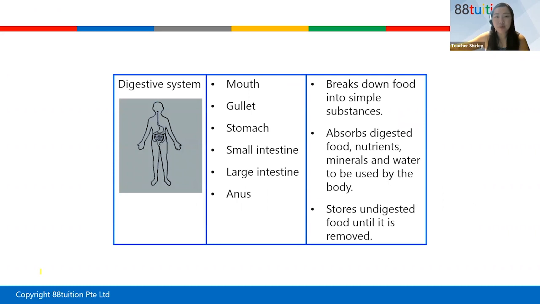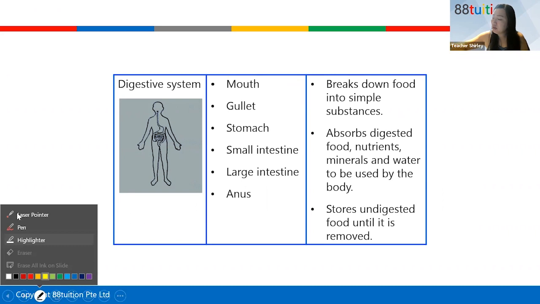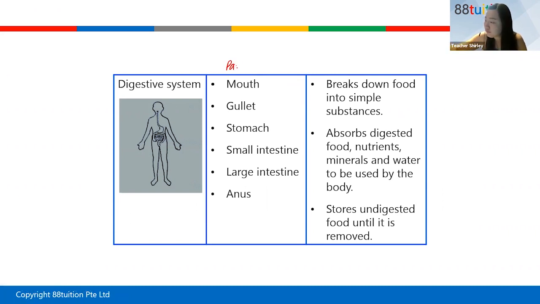So first thing first, like I said, you need to know parts and functions for all the different systems. So let's start with parts first. What are the parts of the digestive system? You do need to know the mouth, the gullet, the stomach, the small intestine, and the large intestine. Anus is not in the syllabus. I think it's still good to know the function of the anus. Okay, you might have heard of the rectum as well, but the rectum and anus are both not in the syllabus.